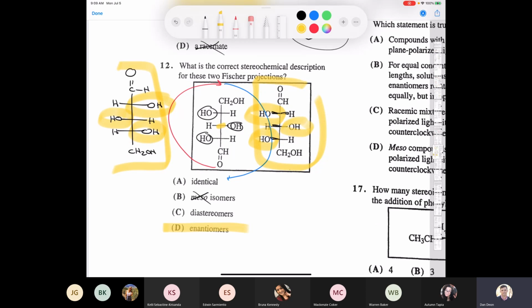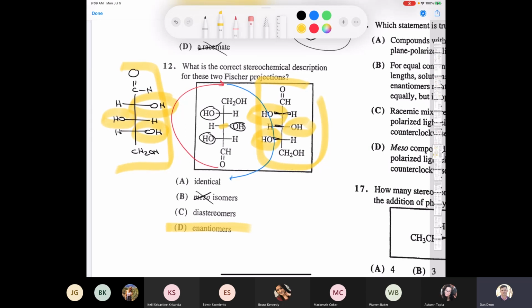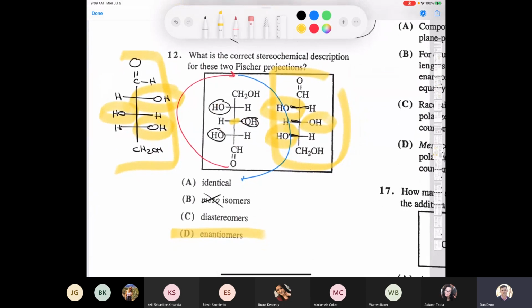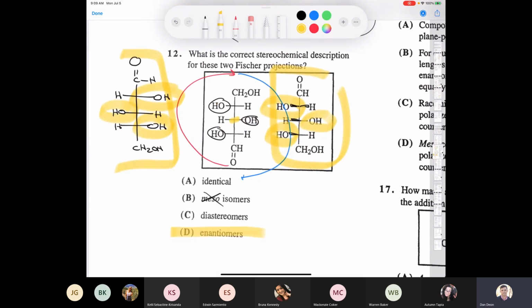Now, another way that you could do it, which would be way, way longer in my opinion, would be if you had nothing but time, you could just sit there and evaluate the stereochemistry of every chiral center if you wanted to. And then you'd see that it's RSR and SRS, okay? But again, that would take way too long to do.